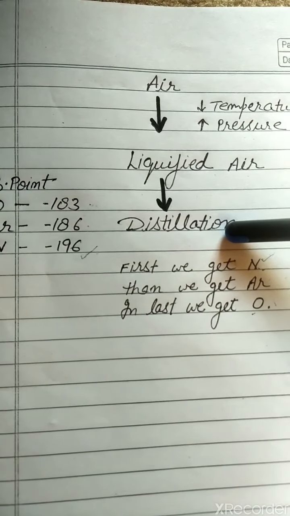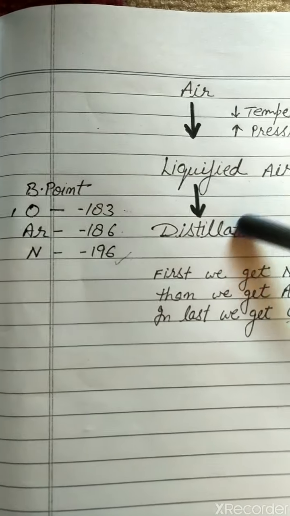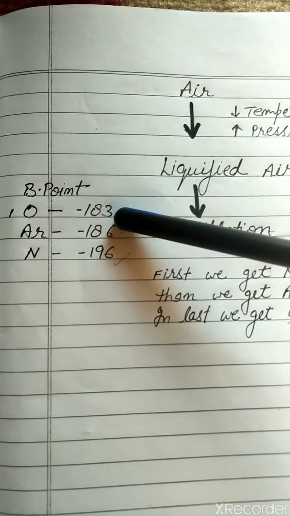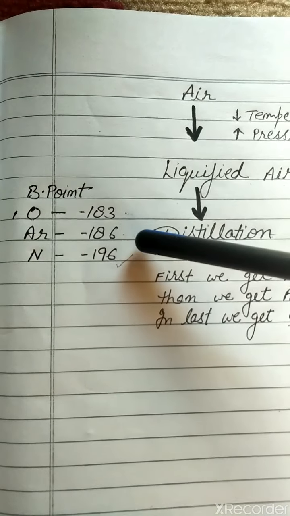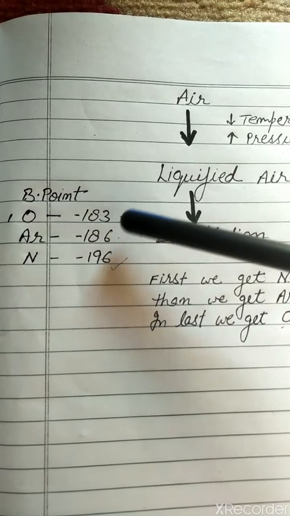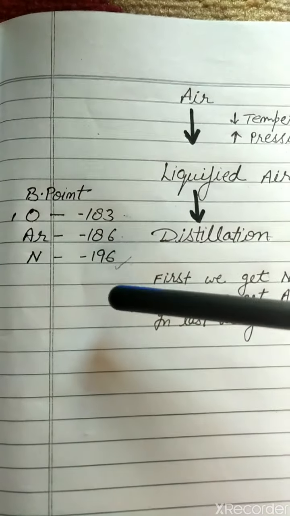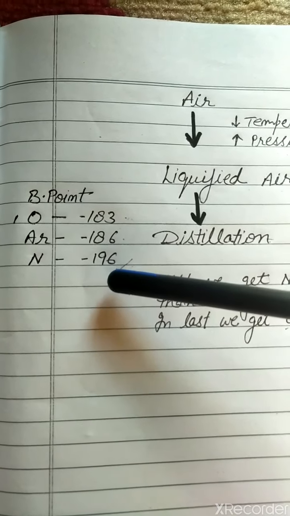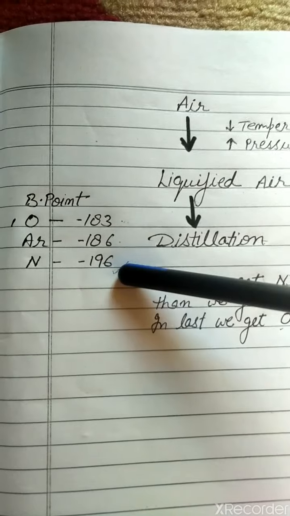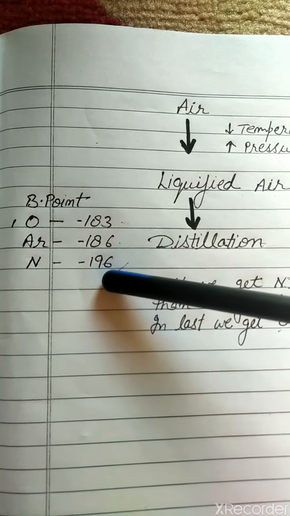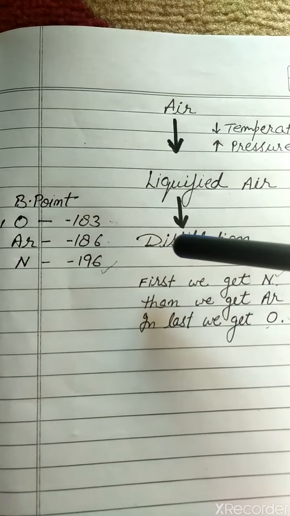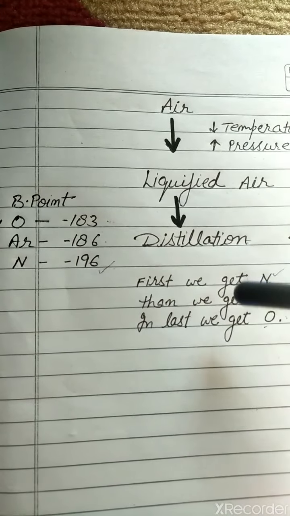And the distillation process depends on the boiling point. Oxygen has boiling point minus 183 degrees, argon minus 186 degrees, and nitrogen minus 196 degrees. So the liquid or the substance which has the least boiling point will be condensed first or separated first. So here nitrogen is minus 196 degrees Celsius. So first we get nitrogen, then we get argon, and in the last we get oxygen.